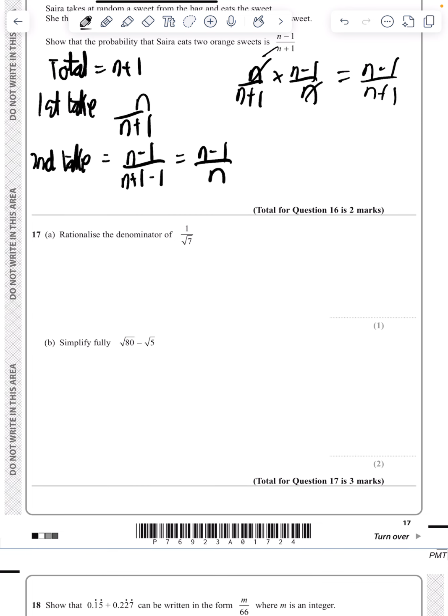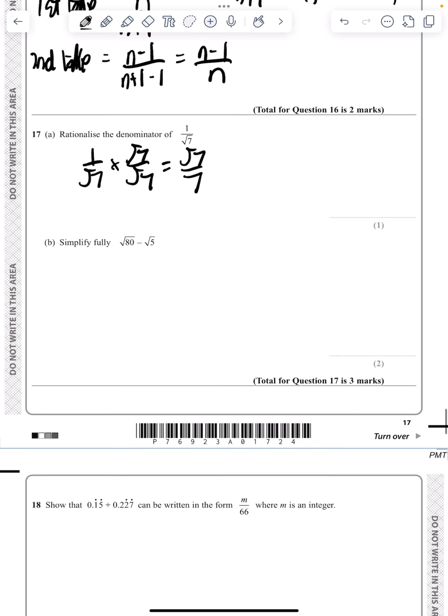Then for rationalising, you just times by the surd on the bottom. Equals 37 over 7. And simplifying this, the best way is to take the largest square number you know out of a surd. That's the quickest way to simplify. So the largest one is 16. So root 16 times root 5 minus root 5. That's 4 root 5 minus root 5, which is 3 root 5.